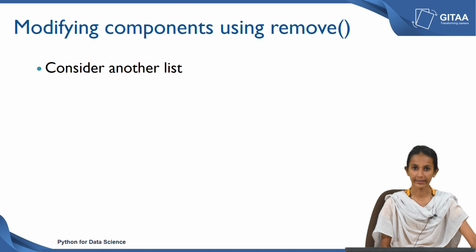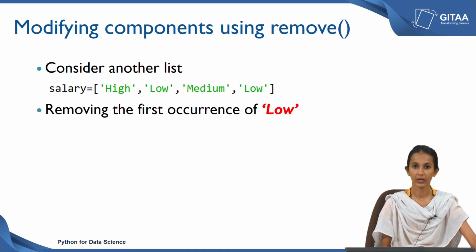Let us consider another list. Create a list such as salary: high, low, medium and low. High stands for index number 0, low for index number 1, medium for index number 2, and again low for index number 3. If I wanted to remove the first occurrence of low, which is at index position 1, then if I give salary dot remove low, it will be removed from the salary list.